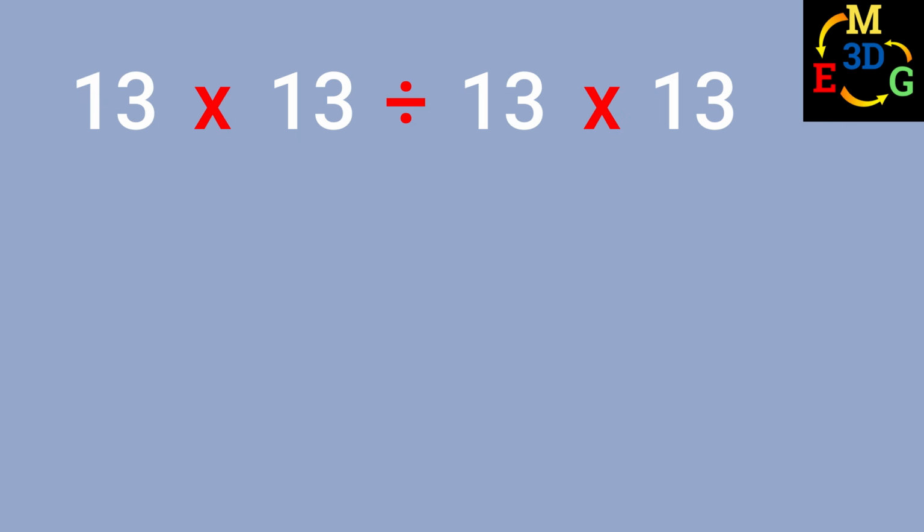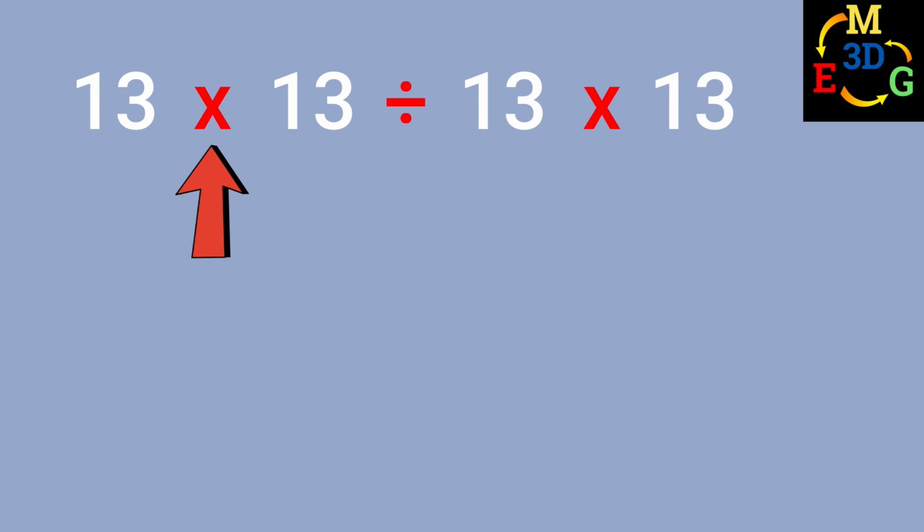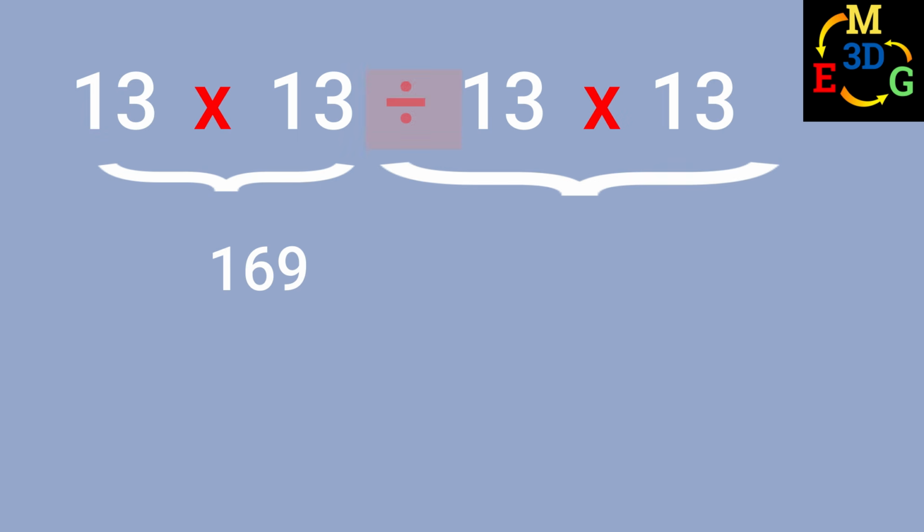As we know, multiplication and division have equal priority, and we have to work from left to right. So first this multiplication, then this division, and finally this multiplication. 13 times 13 gives us 169. So we have 169. Let's recopy: divided by 13 and times 13.